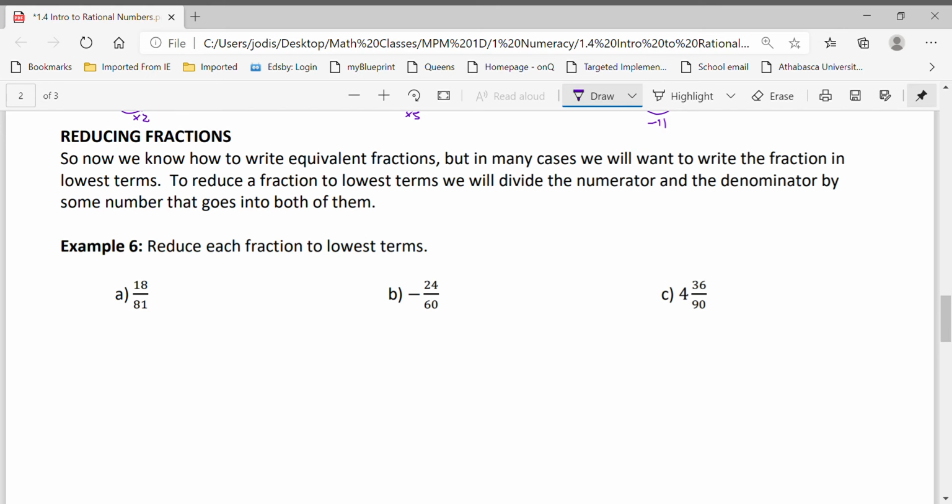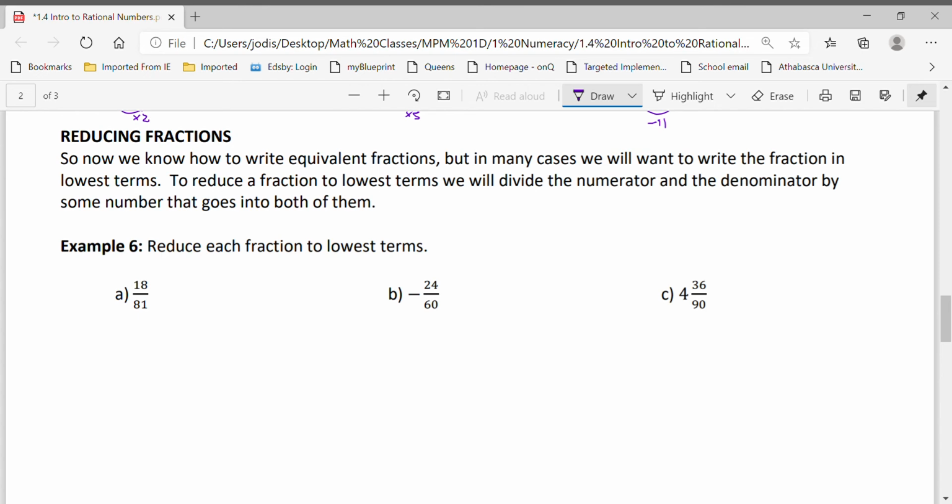So another thing when we talk about fractions is reducing them. So you probably were told in elementary school a lot about reducing fractions, hopefully. So now that we know how to write our equivalent fractions, most of the time we don't want to leave them as these big numbers. We want to write the fraction in lowest terms because it's easier to work with small numbers.